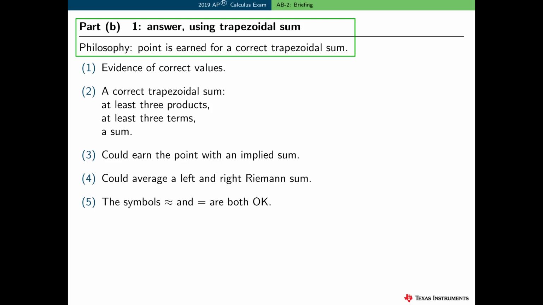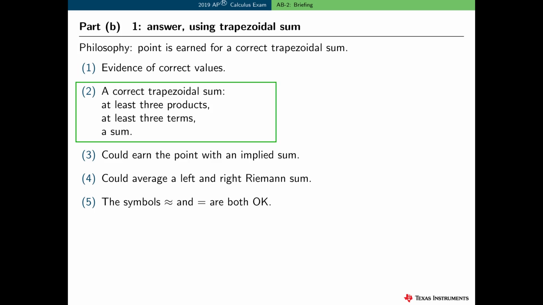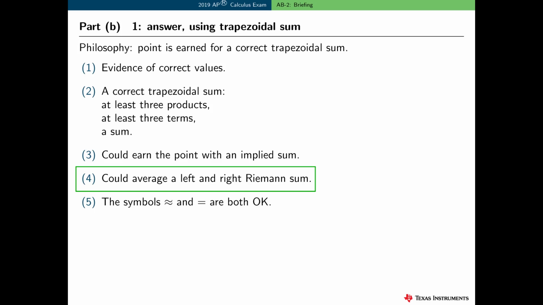The point in Part B was for the answer, and for sufficient evidence of a trapezoidal sum. To earn this point, the student must present the correct values, of course, and they must present evidence of a trapezoidal sum. Now, this consists of at least 3 products, at least 3 terms, and a sum. Now, the student can earn this point with an implied sum, that is, without any symbols. They could also find the average of a left and a right Riemann sum. And we won't worry about the symbols used here. Both of these are okay.